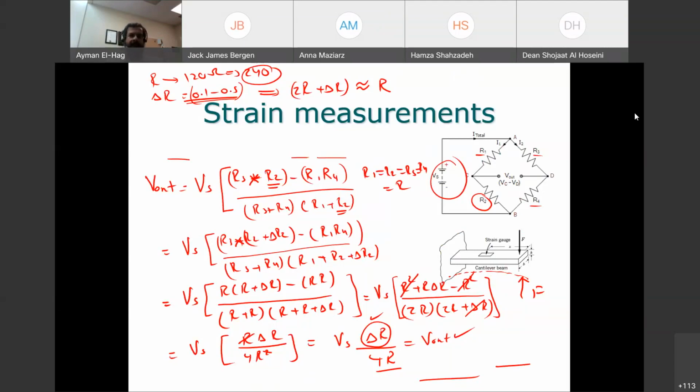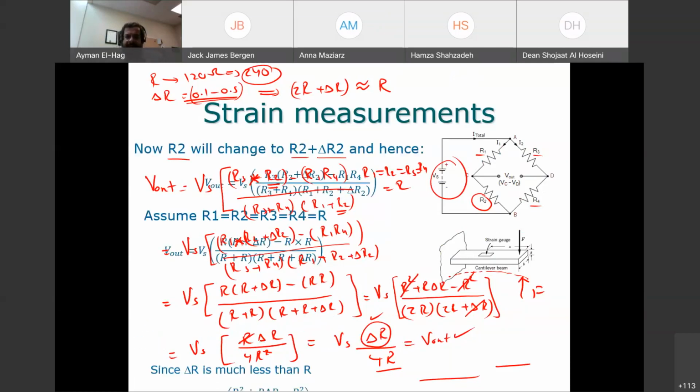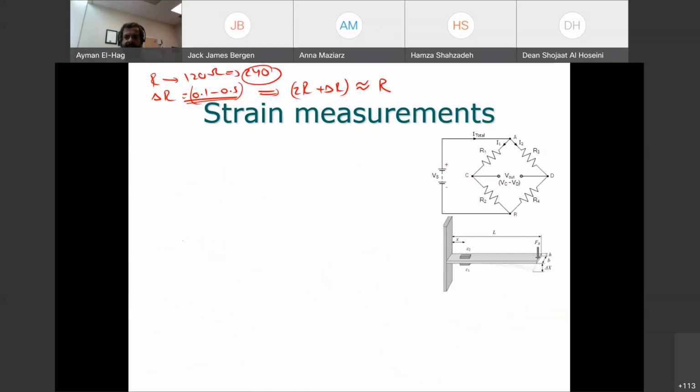Okay. One last case. Now, you will have a question like this in the midterm, and you will have a different configuration. Let me give you another example. In this example, I now have two strain gauges, not one. R3 and R4 are regular resistors. But for the same beam, instead of having only one strain gauge at the top, I have one at the top and one at the bottom.